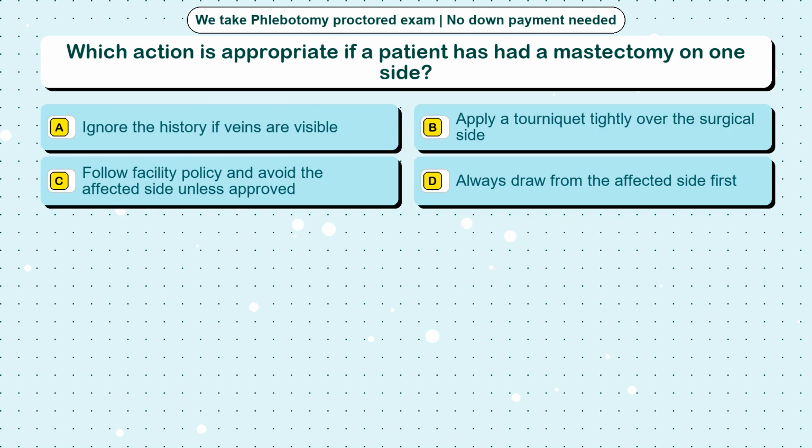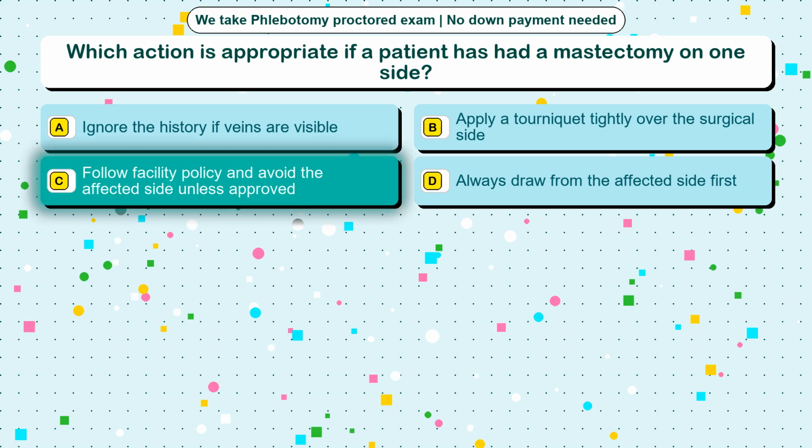Question 76. Which action is appropriate if a patient has had a mastectomy on one side? Option A. Ignore the history if veins are visible. Option B. Apply a tourniquet tightly over the surgical side. Option C. Follow facility policy and avoid the affected side unless approved. Option D. Always draw from the affected side first.